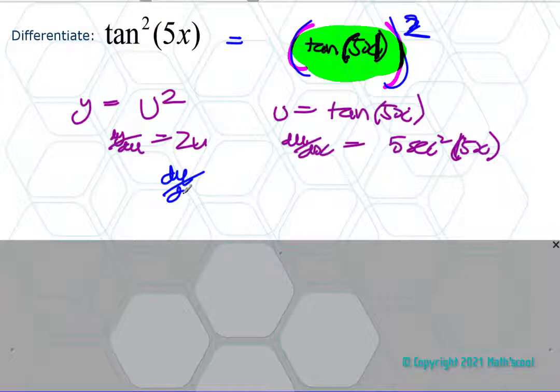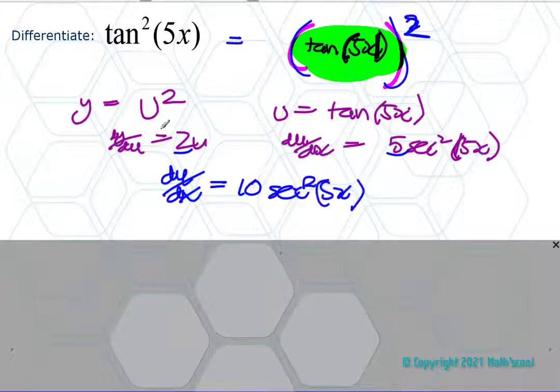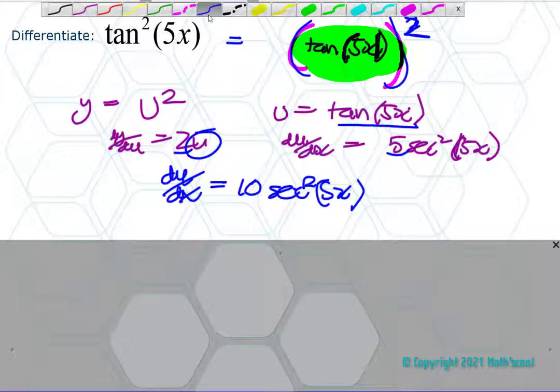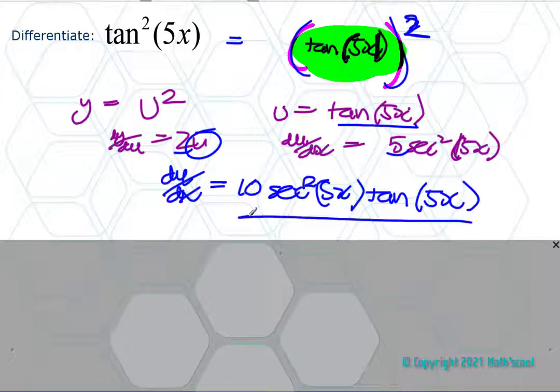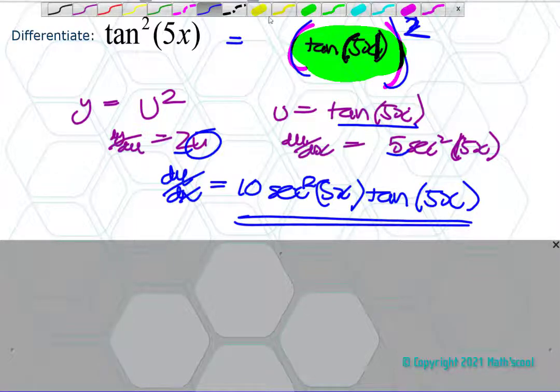dy by dx equals 2 times 5 is 10, sec squared 5x, times u. But u was tan of 5x, so I'll just replace the u with tan of 5x. Times tan of 5x. Okay, so there's our answer. Now I'm just going to tidy that up. I want to get rid of some of this working here. I just want to write that answer in there.